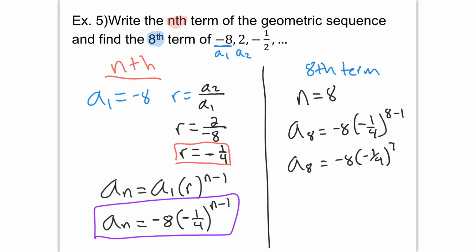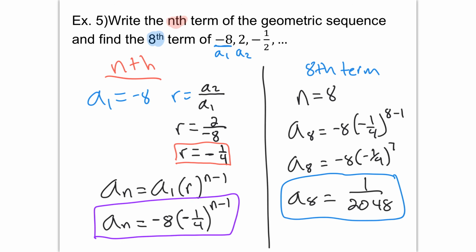So now using the calculator, you guys can find the value. And the 8th term is... Now this is as a fraction, my answer, but the 8th term is 1 over 2048. So we do have a very small fraction, and that's my 8th term.